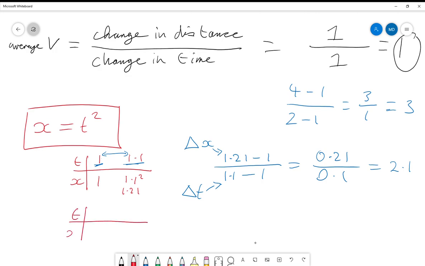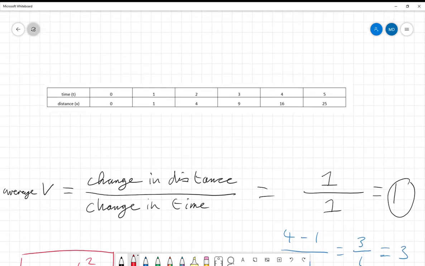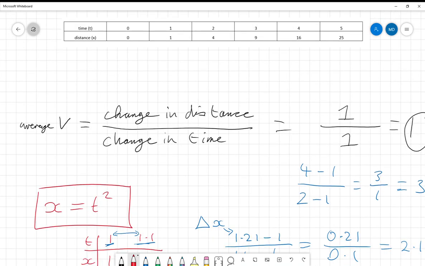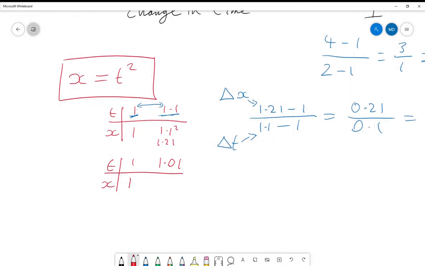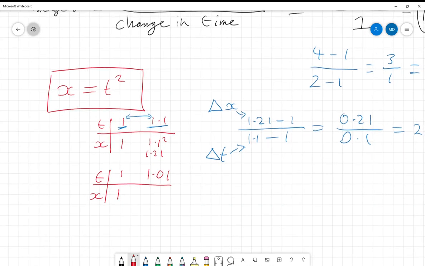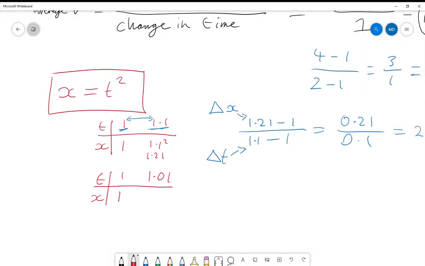So this time we go from 1 to 1.01, much closer to 1. Our distance travelled at 1 is still just 1. We're just referring back to our original graph and using the function x is equal to t squared. If t is 1.01, we're looking at x being 1.01 squared, which is 1.0201. And now we can work out the change in x and the change in t again.